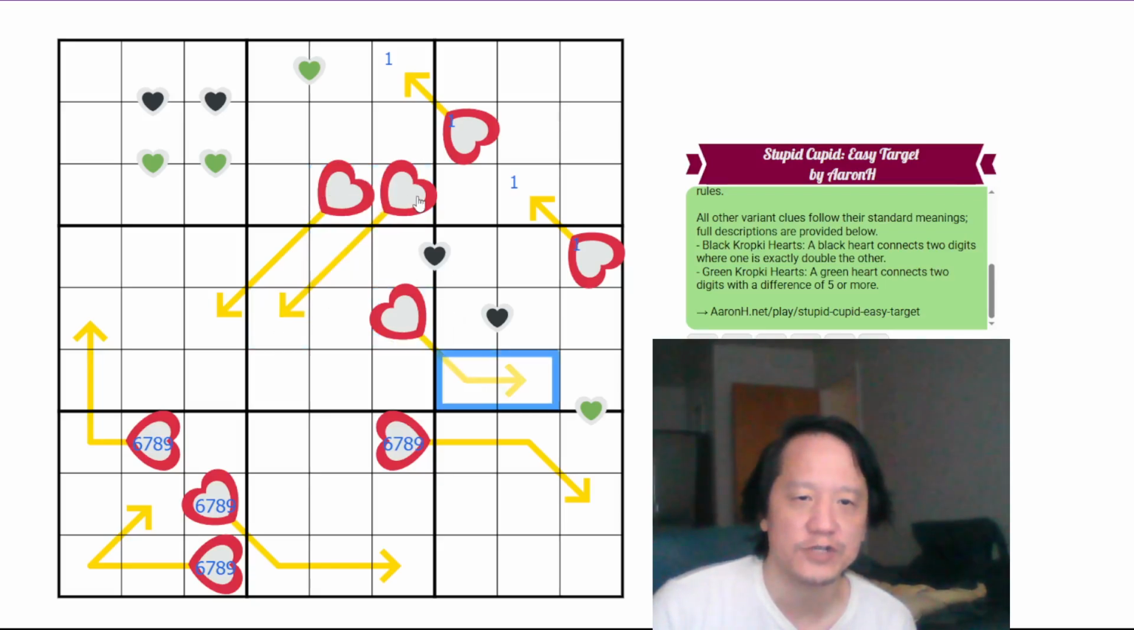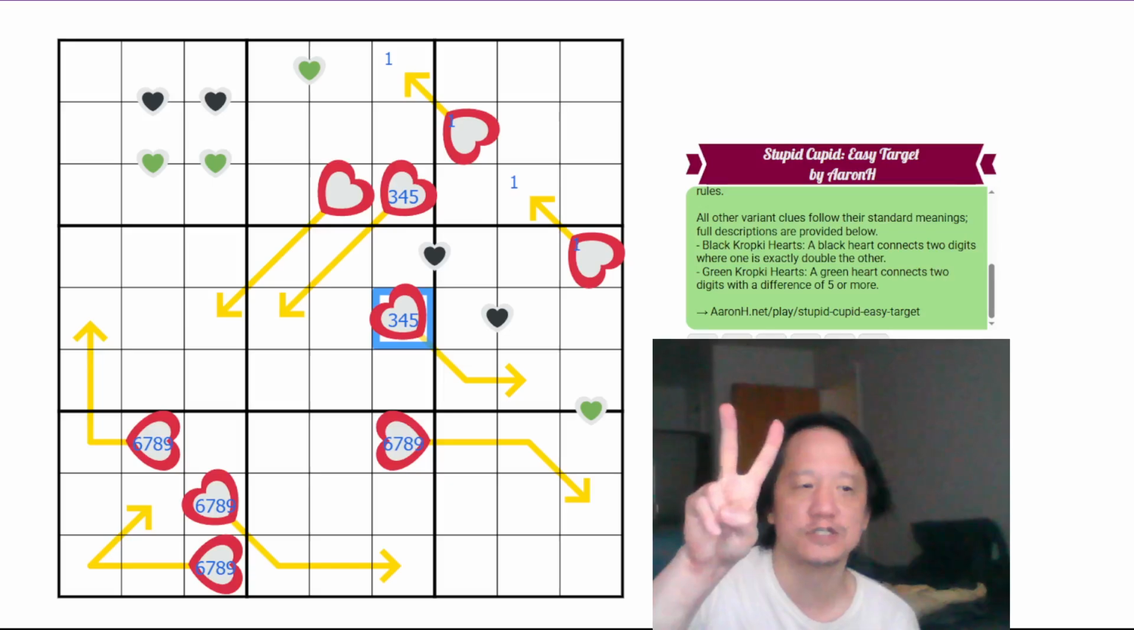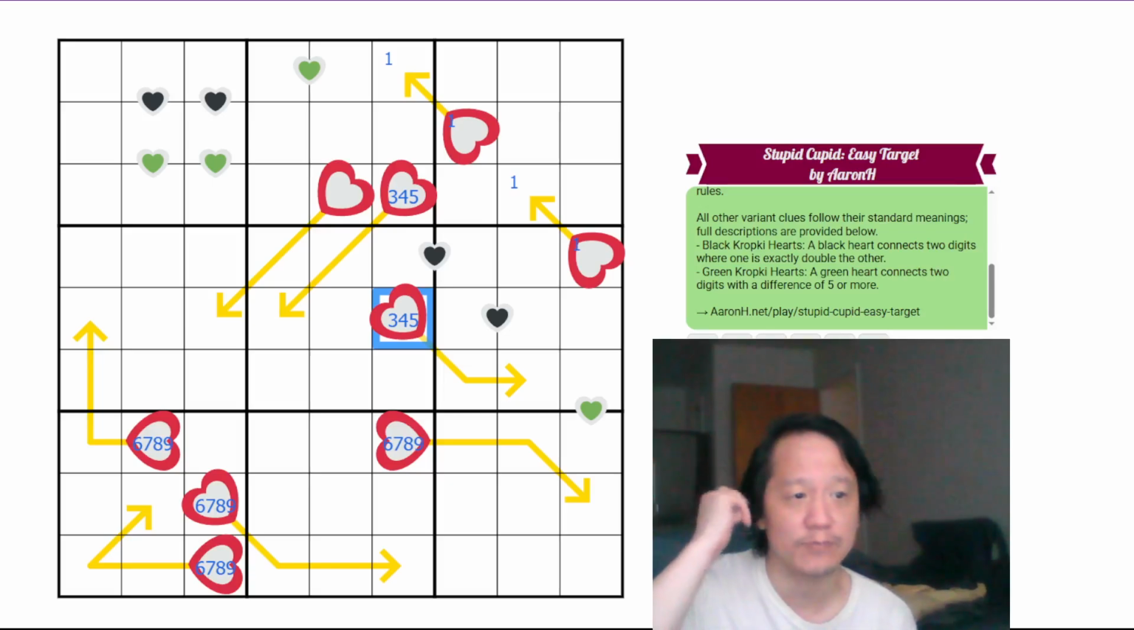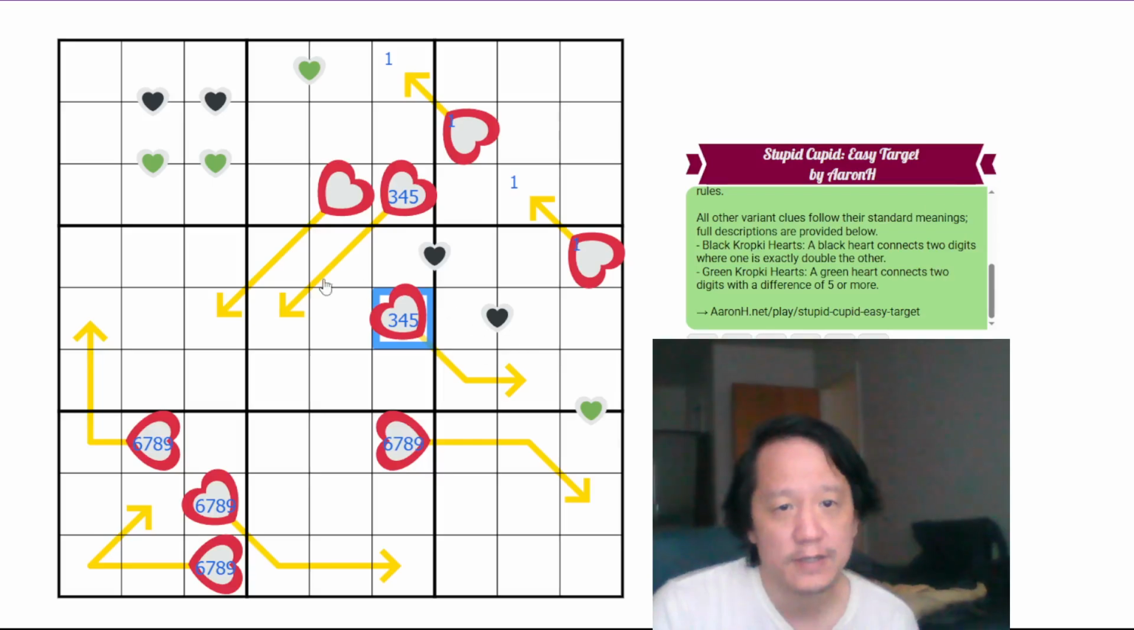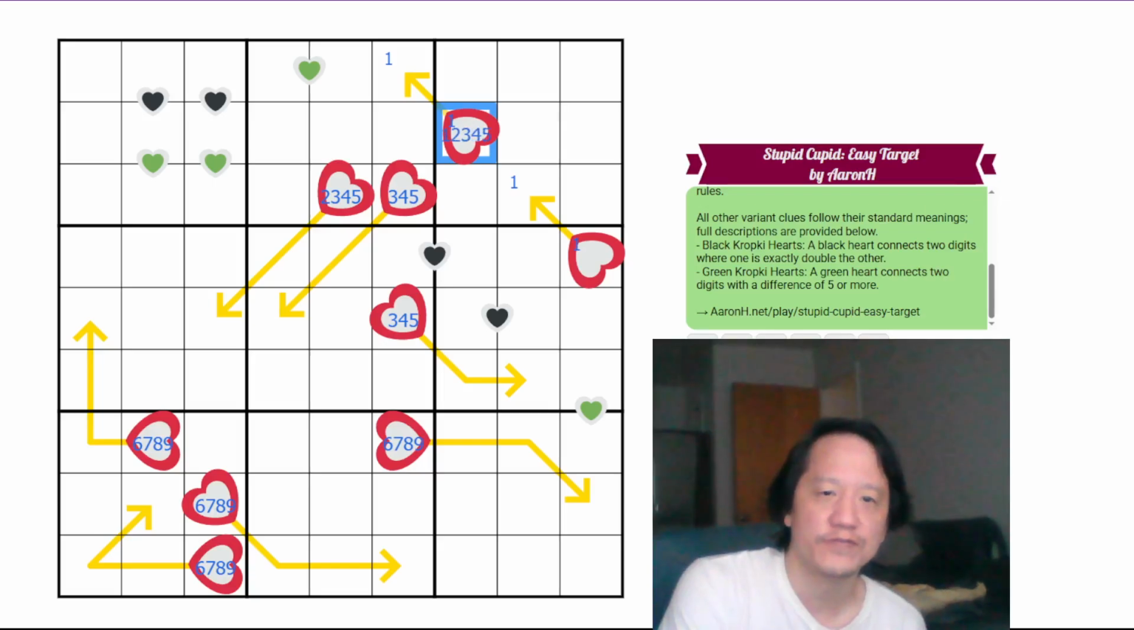This is the sum of 2 unique digits. So it has to be at least 3, right? Because 2 unique digits must add up to 3 at minimum. 1 and 2 add up to 3. And this could be 2 through 5 here. This is 1 through 5. And this is 1 through 5. So this has to be 1 through 5, and this must be 1 through 5.